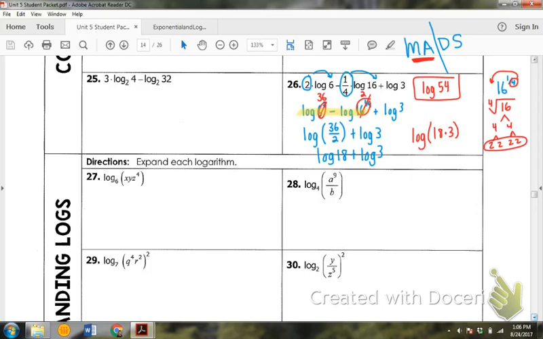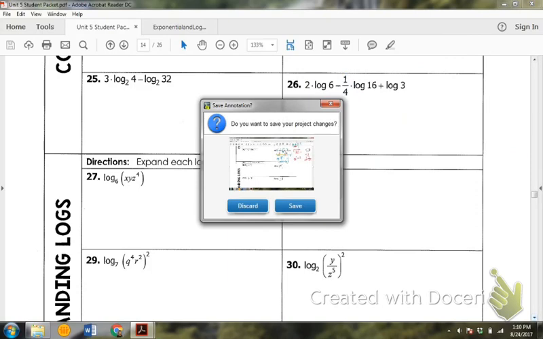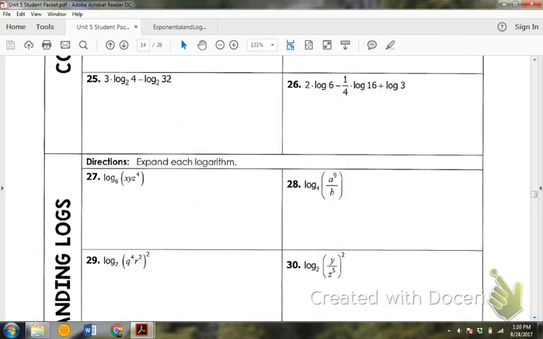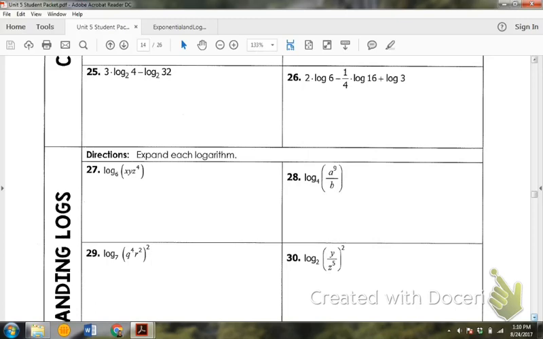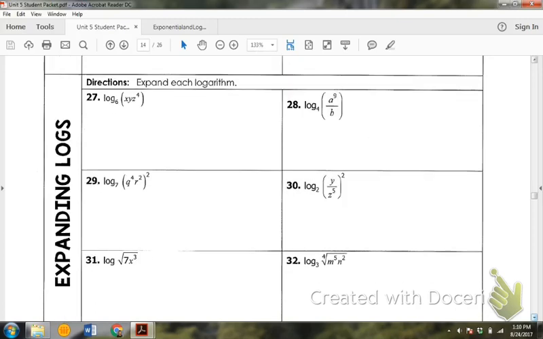All right, so now we're going to expand. So now we're going the opposite direction. It's going to be 1, and we're going to make a bunch of them. So we're going to do MADS first, and then take care of our powers. If we are looking at 27, there are 3 things being multiplied. You can kind of think of it as distributing that log 6, but it's not really distributing, but we can think of it like that. So a multiplication turns into what, Leanna?